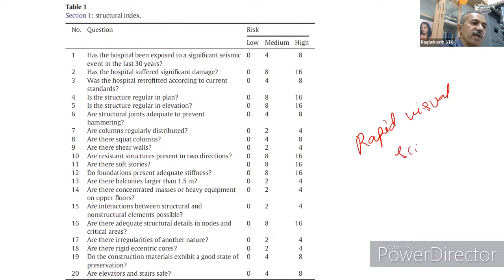Rapid visual screening, we say, is like a questionnaire. For example, we ask: has the hospital been exposed to a significant event, not seismic, basically cyclone or flood, in the last 30 years? If it was exposed, we give high or medium marks. Has the hospital suffered significant damage? No damage means 0 marks, medium means 16 marks, like that. Are columns regularly distributed, is the structure regular in plan and elevation, are foundation stiffnesses uniform, are there balconies, soft stories? Like this, we prepared our vulnerability questionnaire.